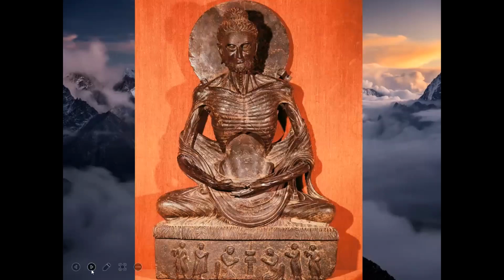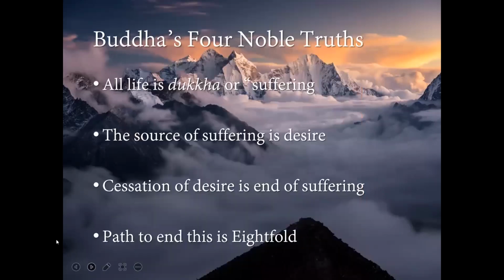This is a depiction, I think from the 2nd century BC, of Siddhartha Gautama as an ascetic. Again, as someone who's been fasting, you can literally see his ribs. So when we say asceticism, we mean something very extreme. We're talking about these ancient figures, these ancient sages.